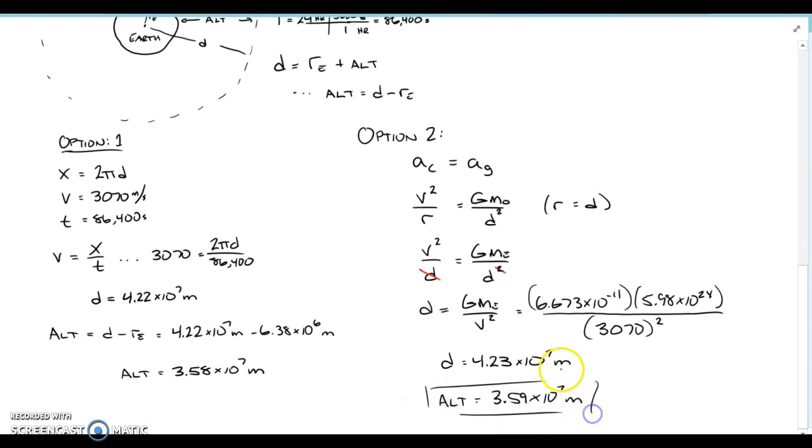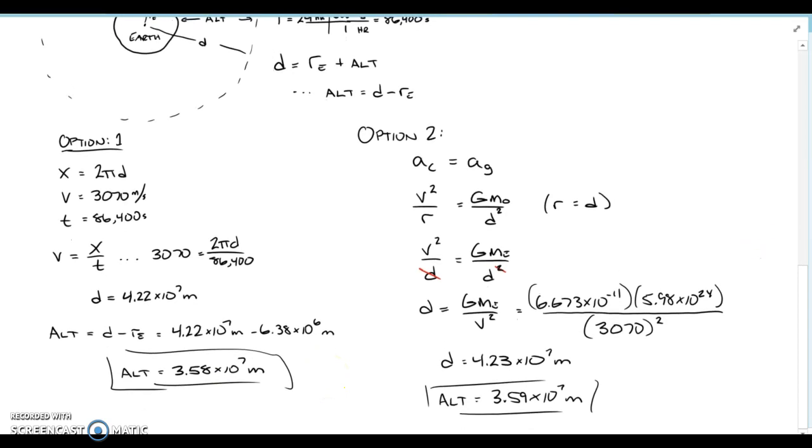So again, we get numbers, and again, they're slightly different based on the values we decide to use for the mass of the Earth. However, they're right on the same scale. You get the correct answer. You get full credit either way.